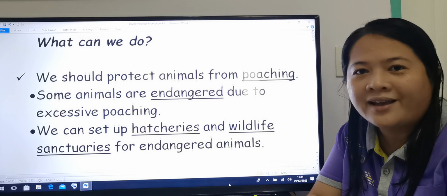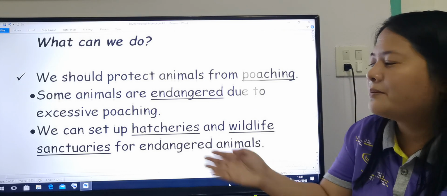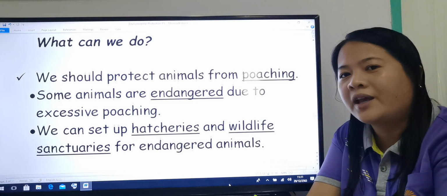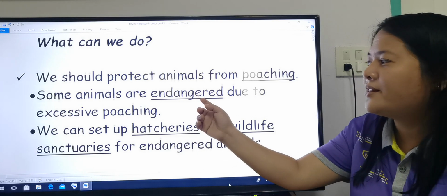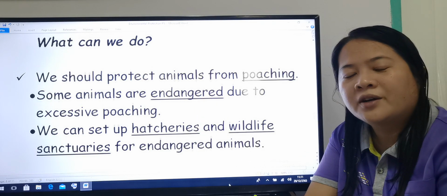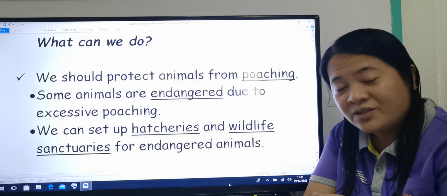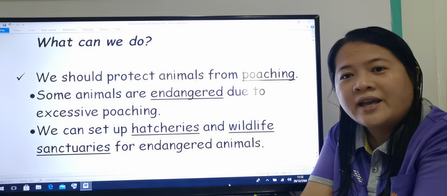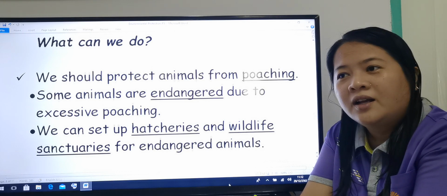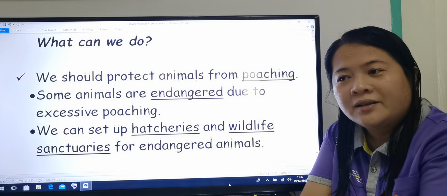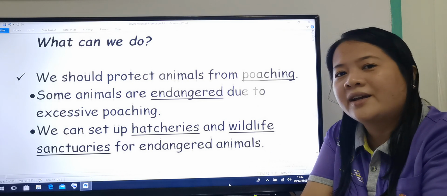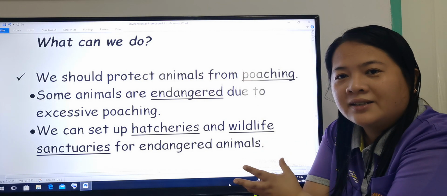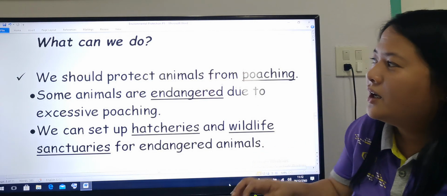So how are we going to protect them? We can set up hatcheries and wildlife sanctuaries for endangered animals, okay? Some of you might not know the word endangered. Endangered animals are those animals that are fewer already. There are not a lot of them on Earth. Examples of endangered animals are rhinoceros, tigers, Malayan tigers. So we have to protect animals from poaching, okay?